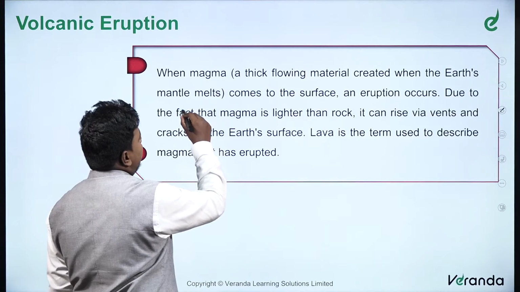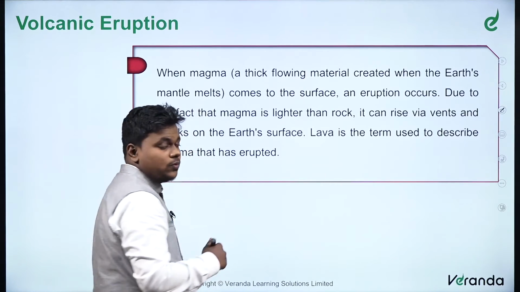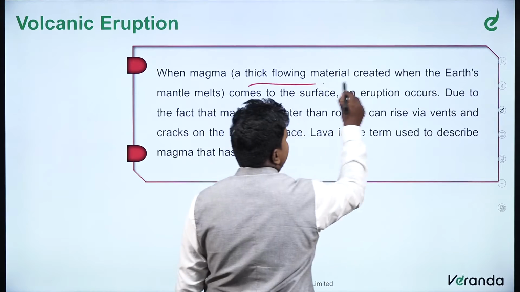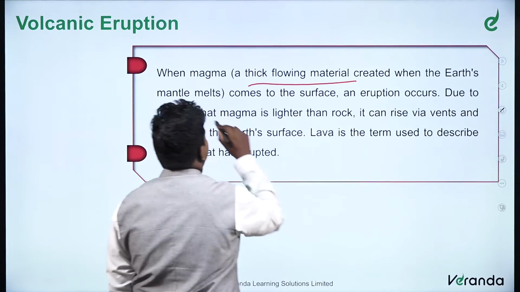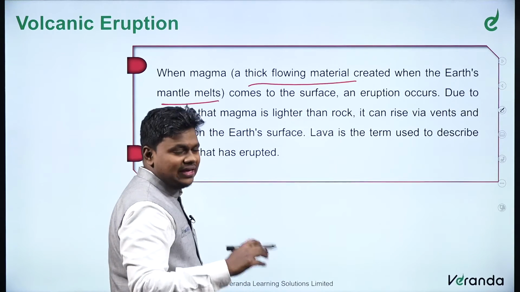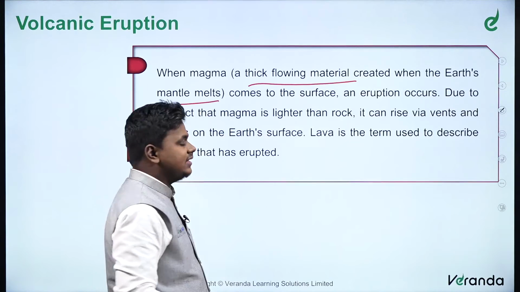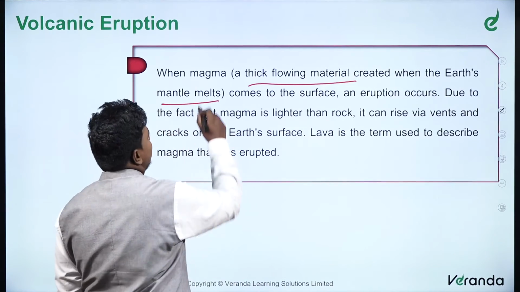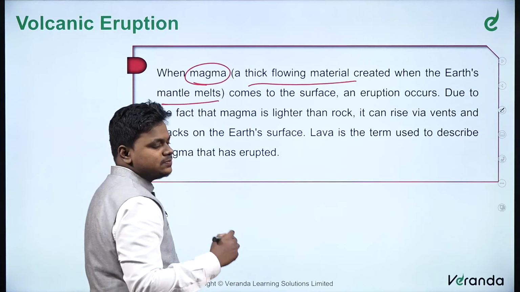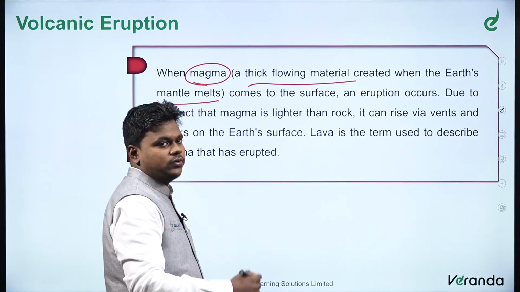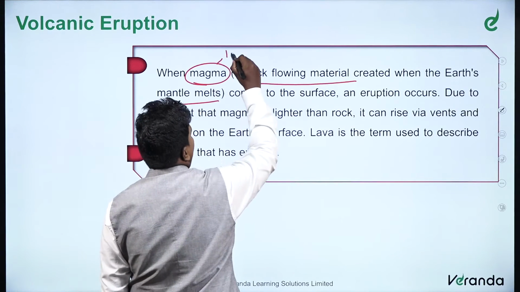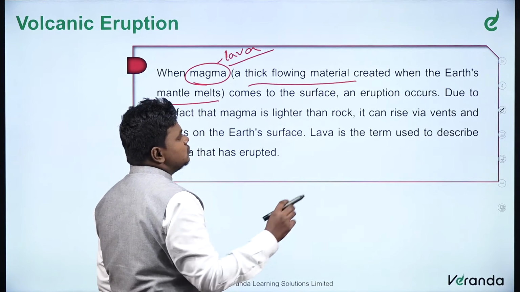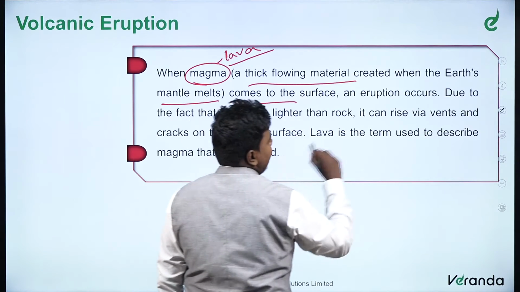Further, we'll discuss this volcanic eruption in general. Magma is a thick flowing material created when the earth's mantle melts. So when the earth's mantle melts because of heat, a thick flowing material called magma is produced. When this magma comes out of a mountain, it is called lava. It comes to the surface and an eruption occurs.